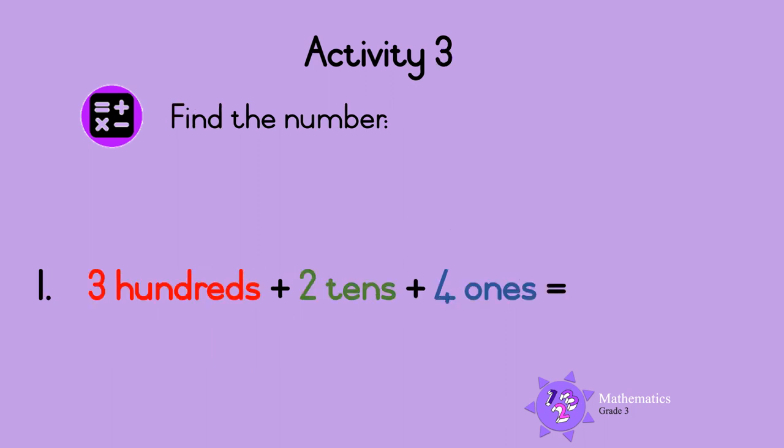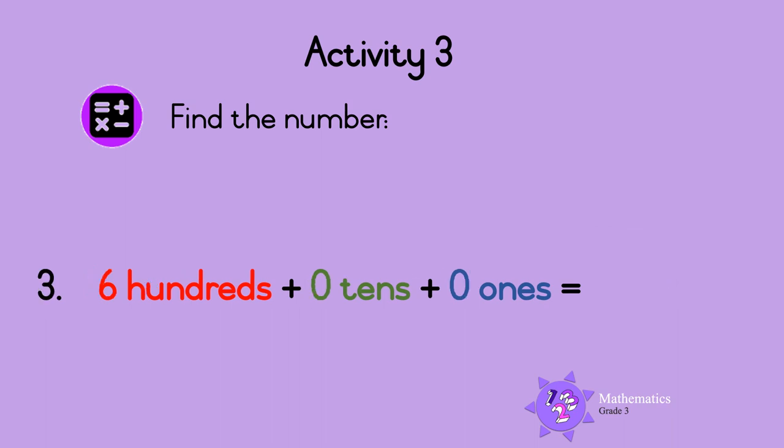Find the number. This number has 3 hundreds. So 3 is in the hundreds column. It has 2 tens, so 2 is in the tens column. And it has 4 ones, so 4 is in the ones column. So the number is 324. Yes! Last one. There are 6 hundreds, so 6 is in the hundreds column.